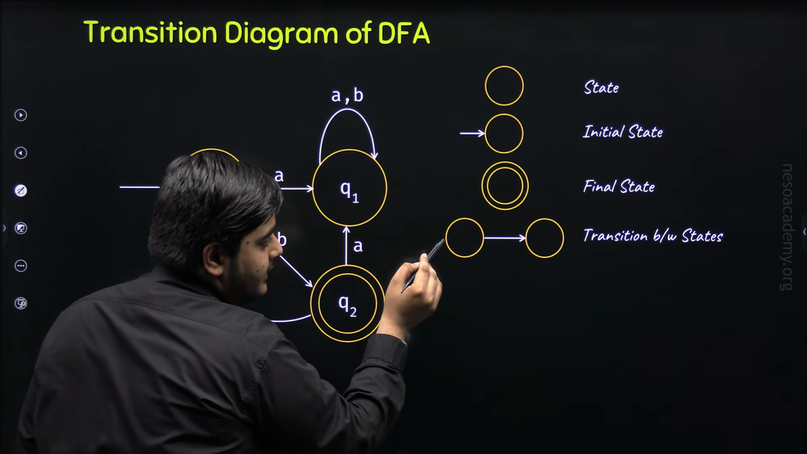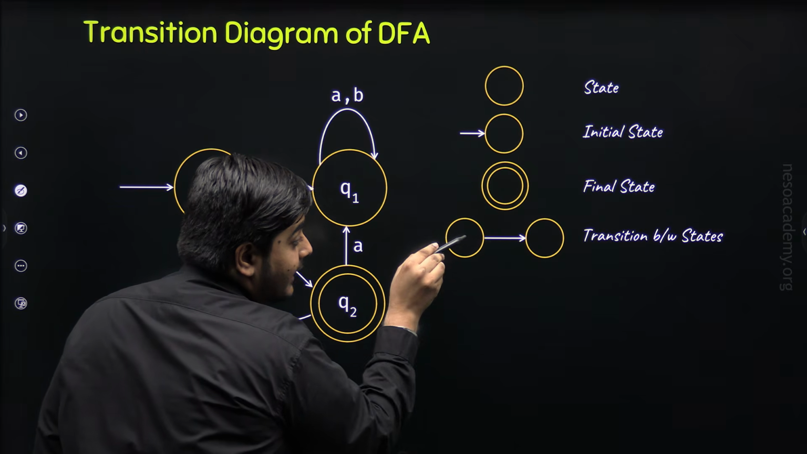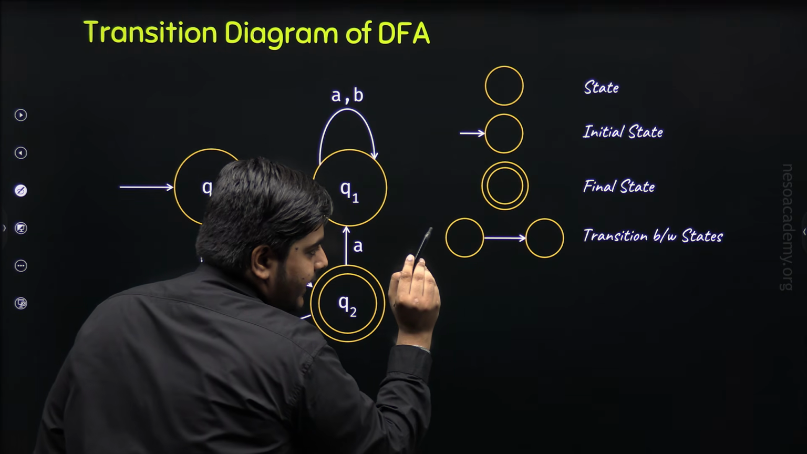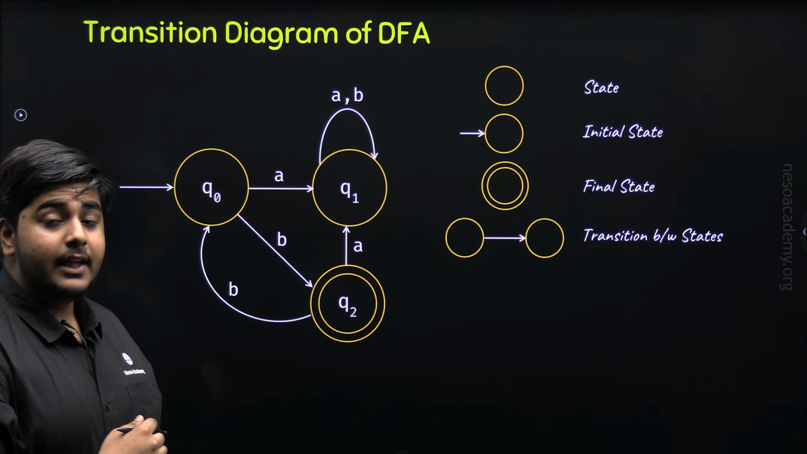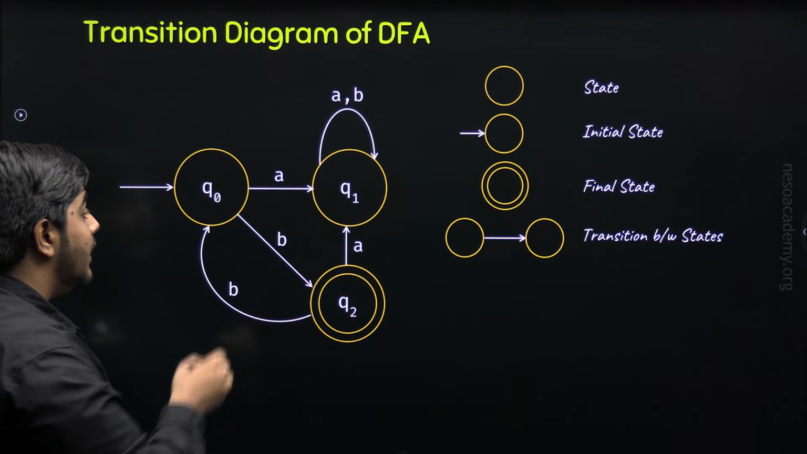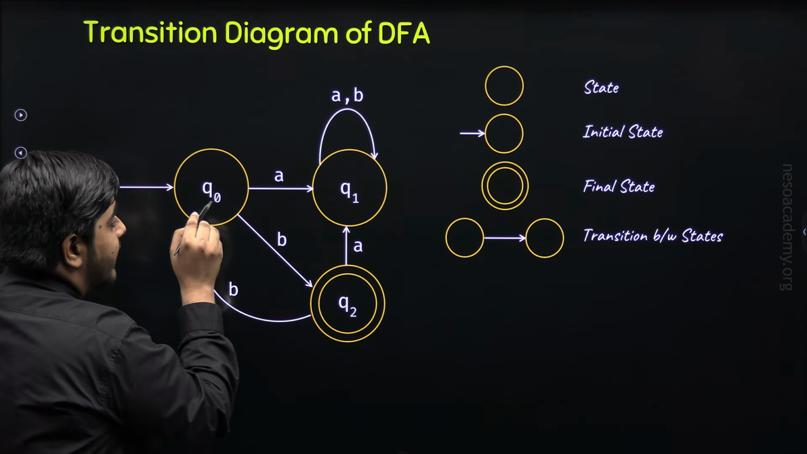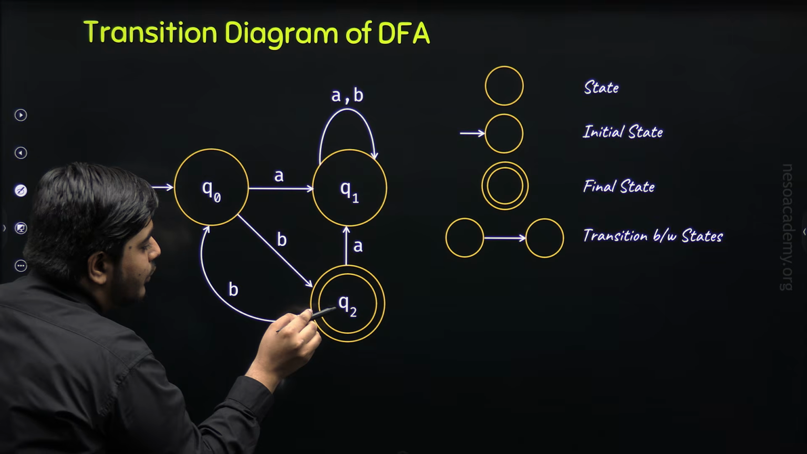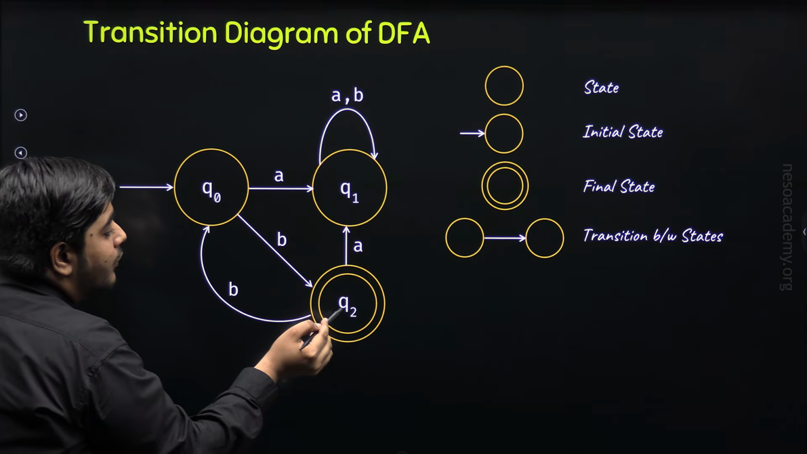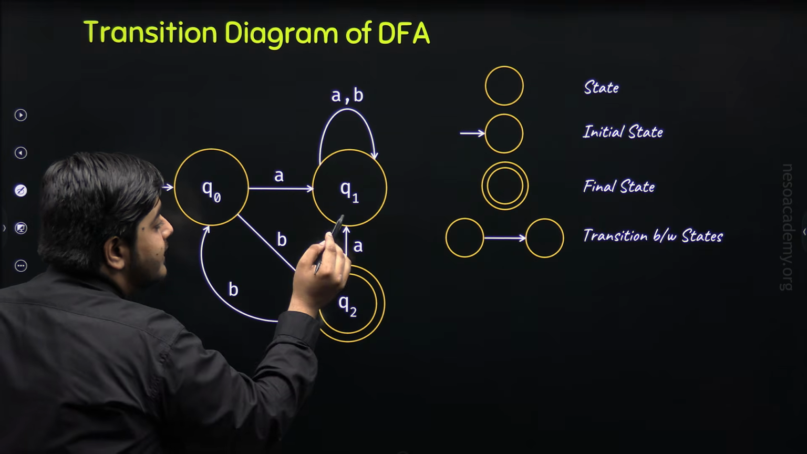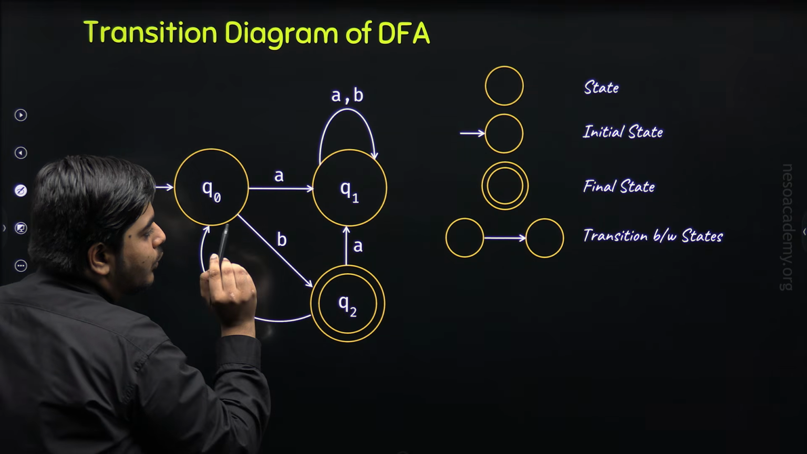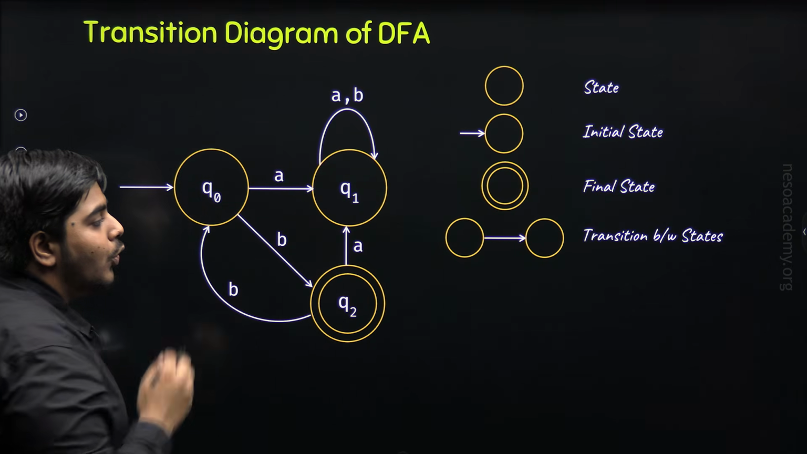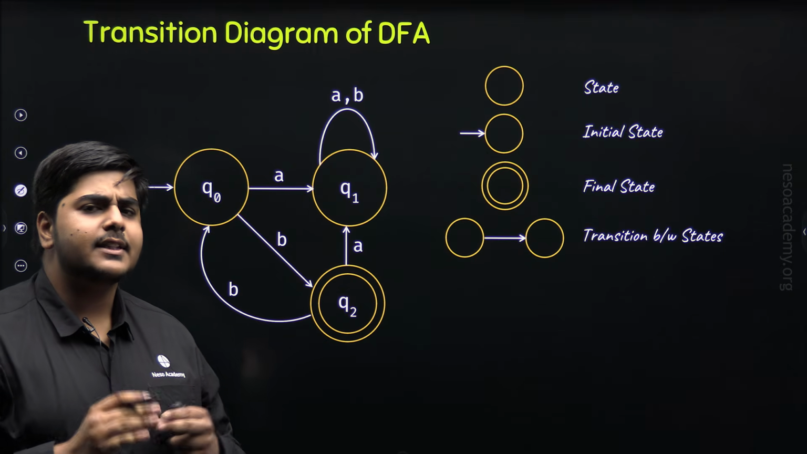So if this is the first state, this is the second state, then this arrow represents the transition from first state to second state. And in this diagram, we can see that there are multiple transitions. This is a transition from state Q0 to Q1. This is a transition from state Q0 to Q2. This is a transition from Q2 to Q0. This is a transition from Q2 to Q1. And this is a transition from Q1 to itself. So I hope transition between the states is clear to you.